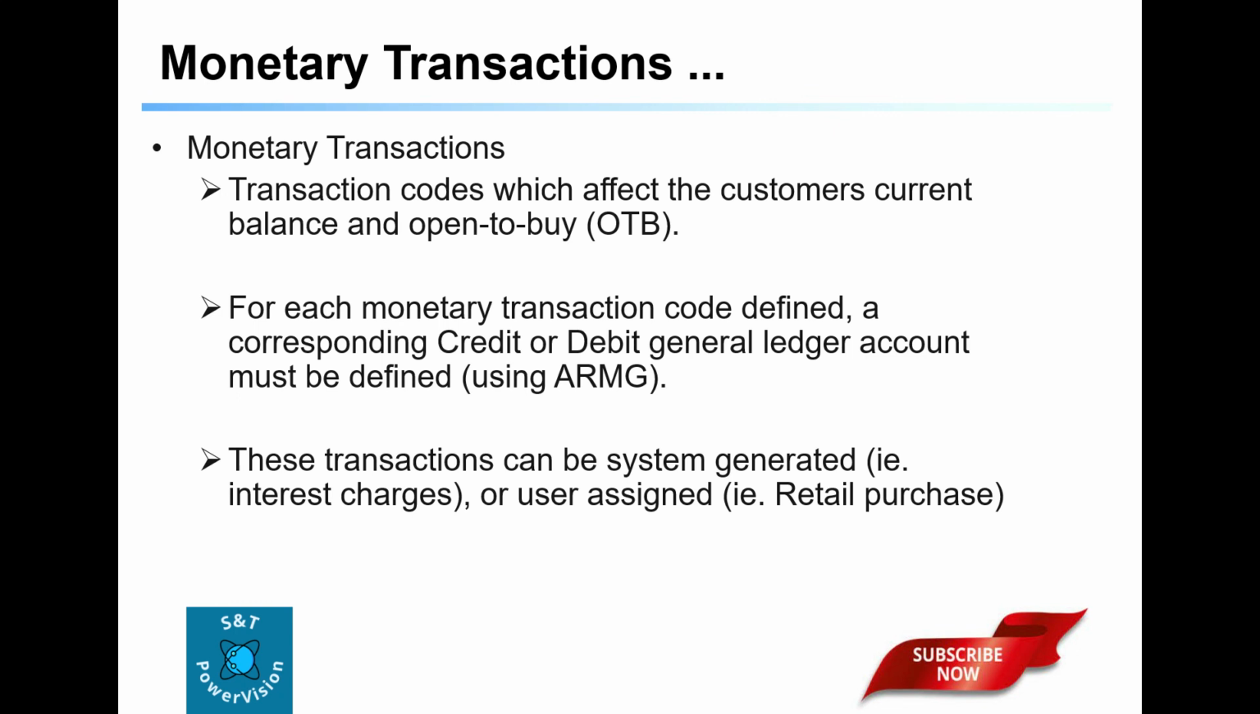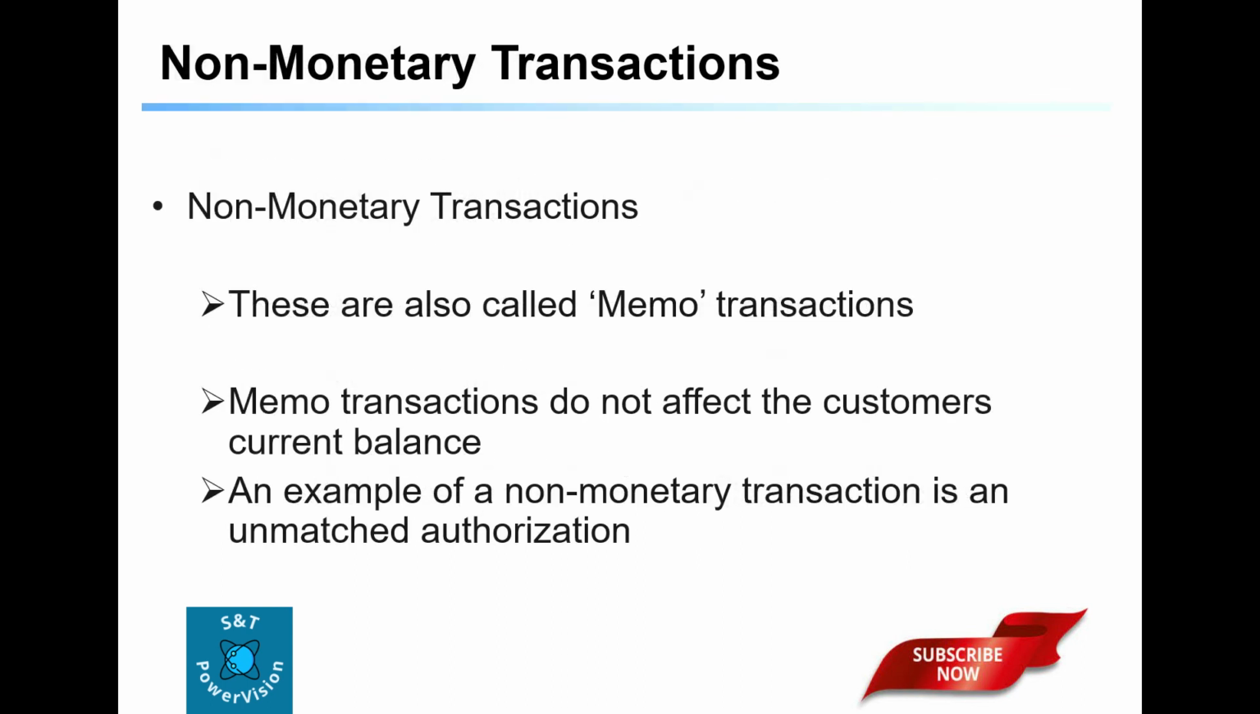Many times it has been asked in interviews: suppose we have to add a new transaction code, what will we do? First we will define it in the ARMX screen, and for those transactions in the ARMG we will define the general ledger credit or debit as well. Non-money transactions we already discussed.